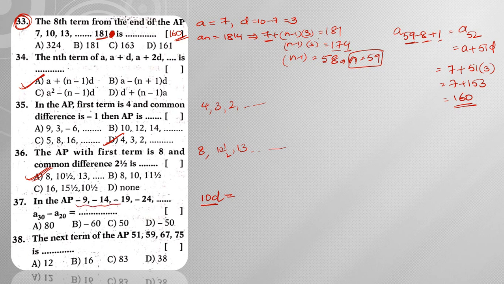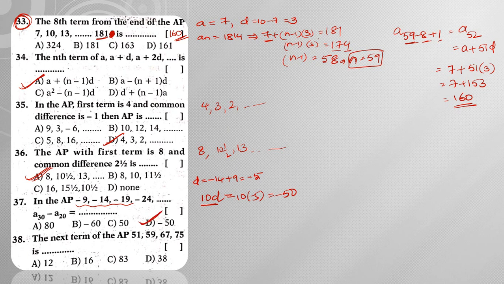So from the given arithmetic progression, first of all, what is the value of D? D is nothing but A2 minus A1, or T2 minus T1, which is minus 14 minus of minus 9, which is plus 9. So minus 14 plus 9 is minus 5. Based on this, 10 into minus 5 gives me minus 50. Hence the answer is minus 50.